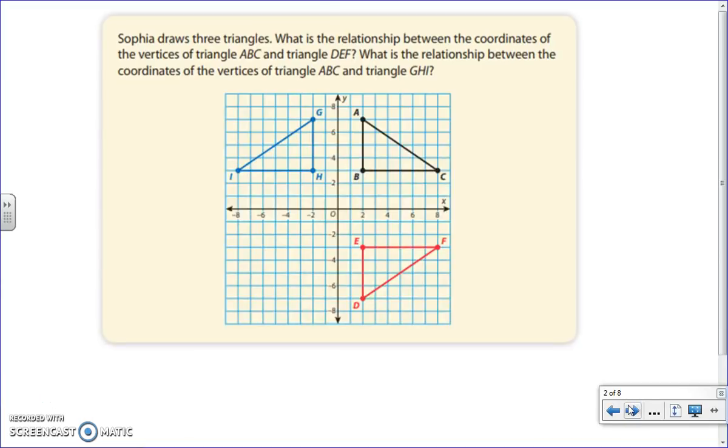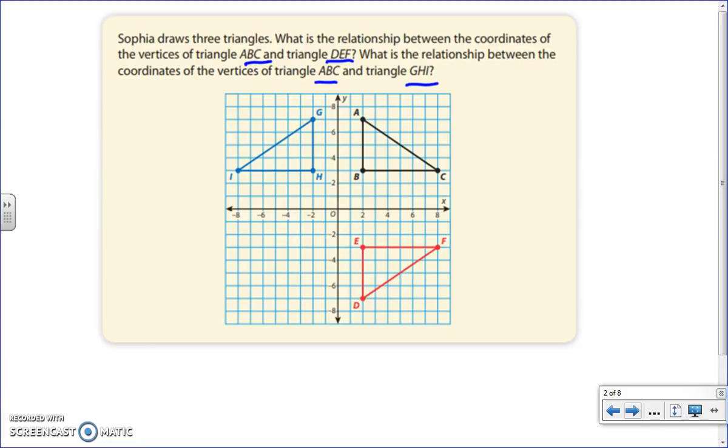So Sophia draws three triangles. What is the relationship between the coordinates of the vertices of triangle ABC and triangle DEF? What is the relationship between the coordinates of the vertices of triangle ABC and triangle GHI? So we have two questions to consider, and we have a word in there that we haven't really talked about. So we need to know what the relationship between the coordinates of the vertices of triangle ABC and DEF is, and then also ABC and GHI.